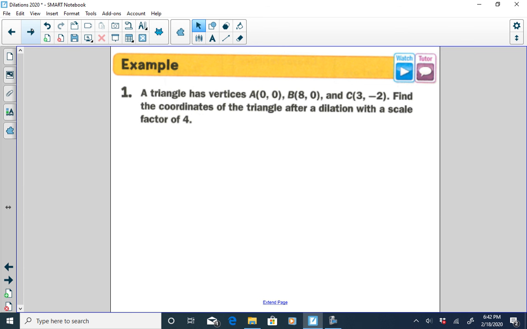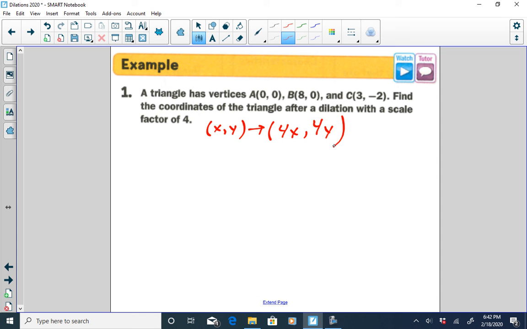Well, a few more. All right, this one I didn't include a graph because we're just going to use the formula. It says a triangle has vertices of (0, 0), (8, 0), and (3, negative 2). Find the coordinates of the triangle after a dilation with a scale factor of 4. So if we're writing a rule, x comma y goes to 4 times x and 4 times y because we're using a scale factor of 4.